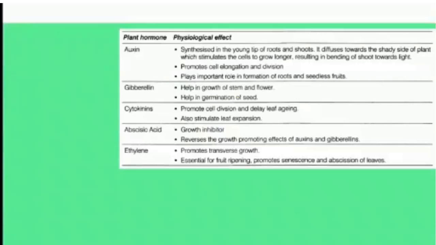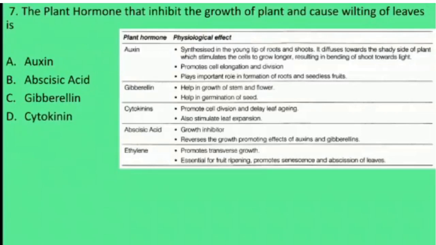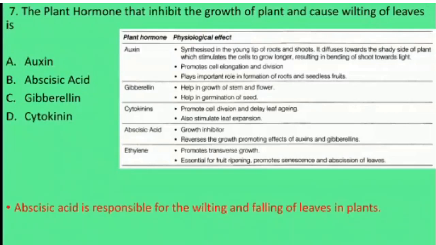So moving to the next question. The plant hormone that inhibits the growth of plant and causes wilting of leaves. Is it option A, auxin? Option B, abscisic acid? Option C, gibberellin? Or option D, cytokinin? Yes, you guessed it right. It's abscisic acid, which is responsible for the wilting and falling of leaves in plants.